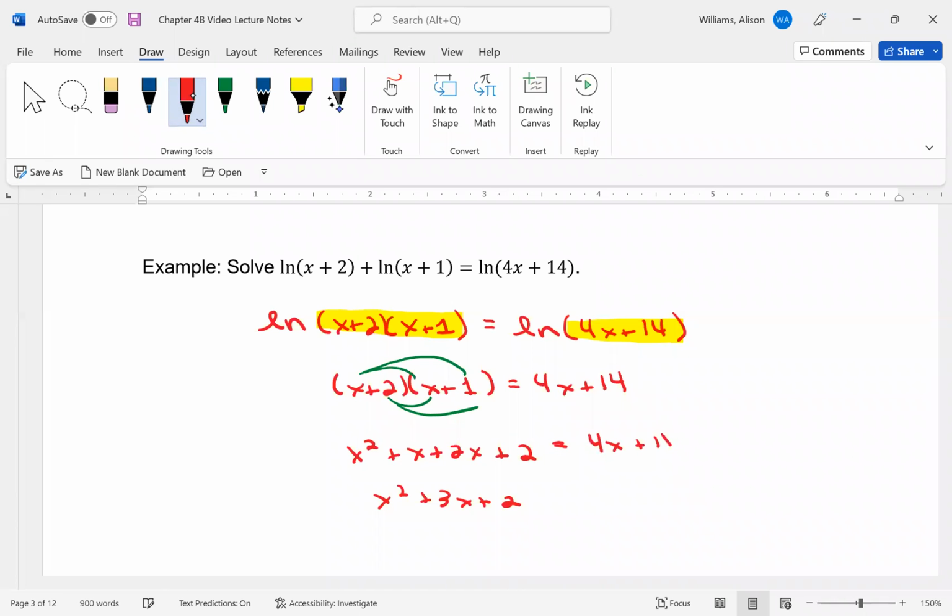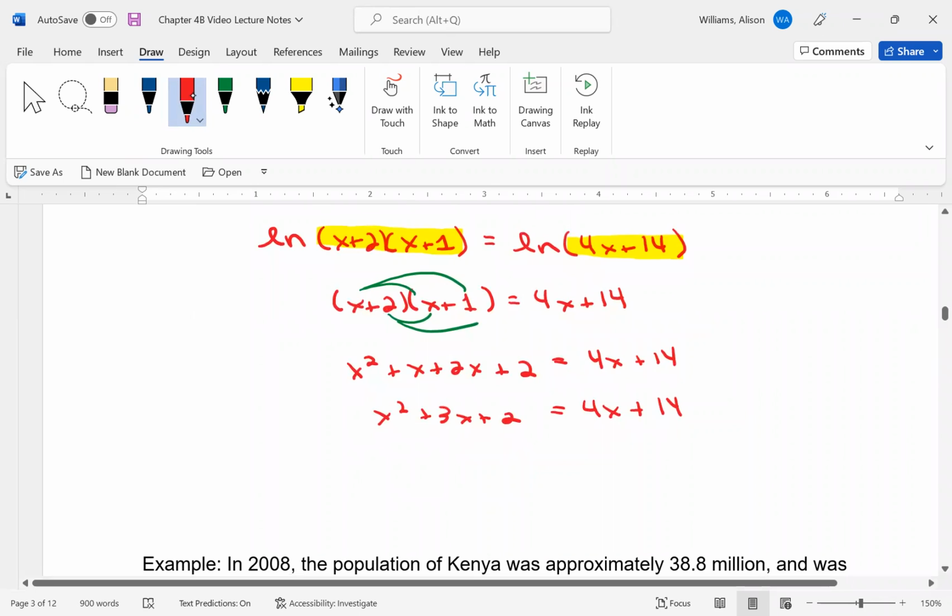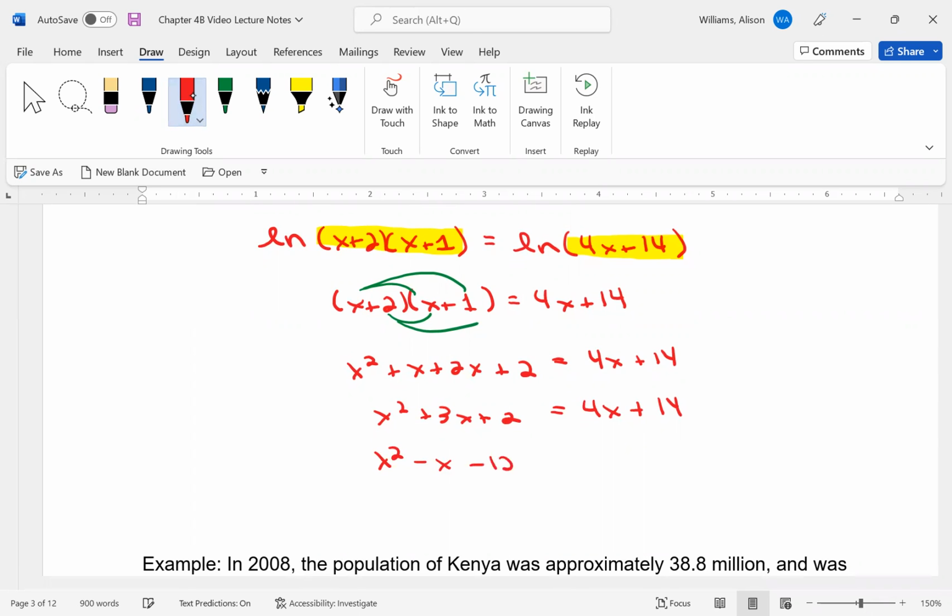And then, because there's an x squared, I'm going to get everything equal to 0 and see if maybe I could factor. So I'm going to subtract the 4x and the 14. So this is going to become negative x, and then 2 minus 14 is negative 12. All right. This does factor into x minus 4, x plus 3, which gives me two solutions, x equals 4 and x equals negative 3.